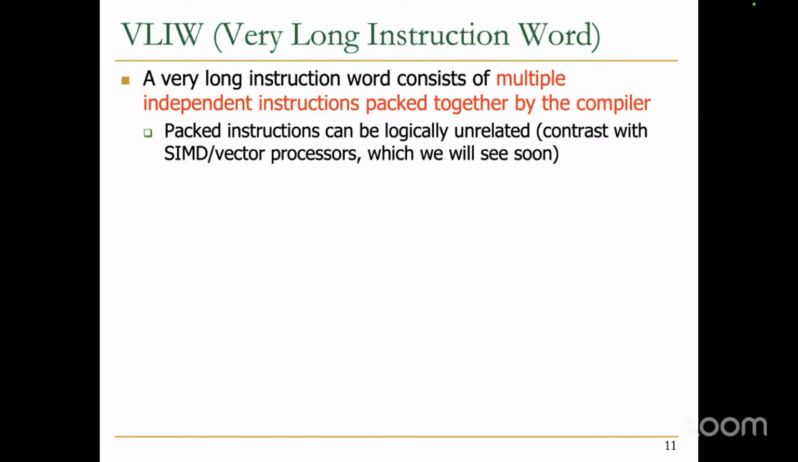You will see what this means when we actually talk about SIMD vector processors or GPUs next week. But basically, in a GPU, for example, or a vector processor, the instructions are the same. You fetch one instruction, but you actually encode many operations on different data elements. Here, the instructions are very flexible. It could be very different from each other.